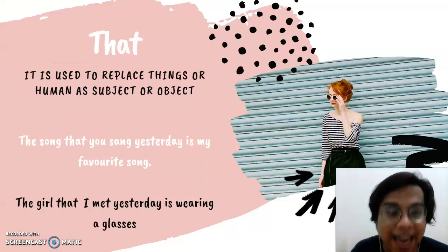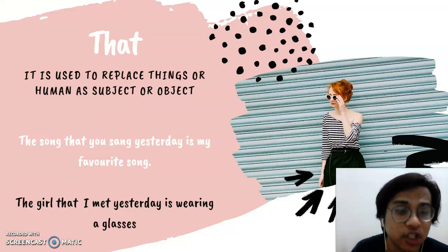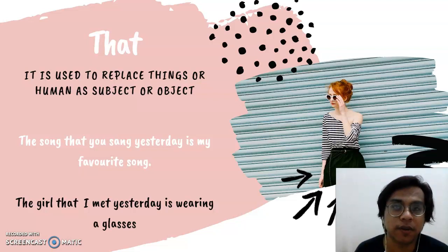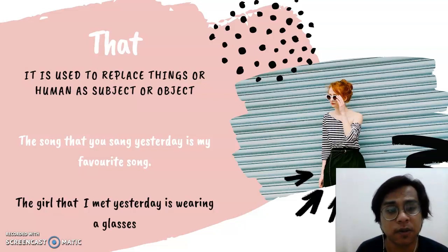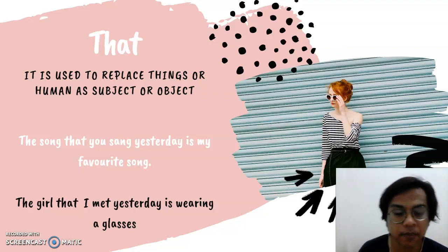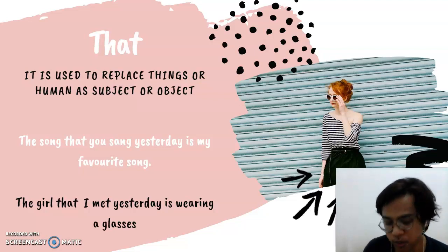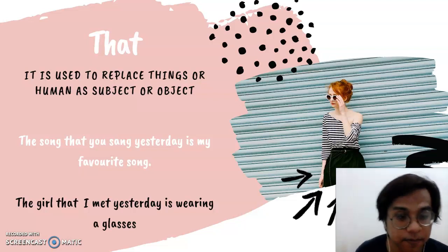The last one is that. That is used to replace things or human or people as subject or object. And we use that when we talk about human, about people, or about things, or about animals. And also we can use the relative pronoun that to replace the relative pronoun who, for example. And here I provide two examples.